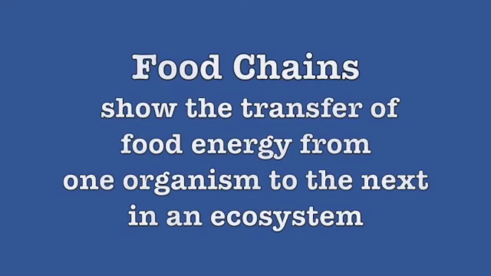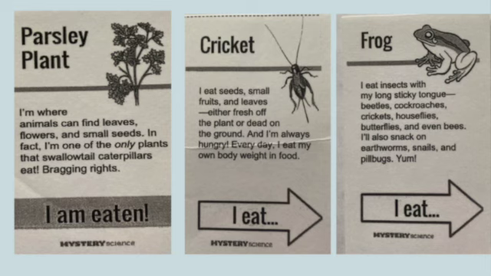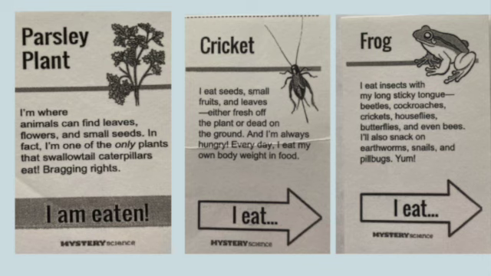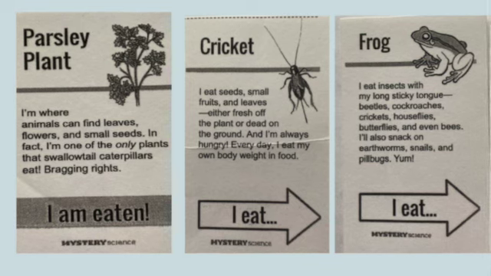Let's check out food webs. We've already discussed food chains. Those show the transfer of food energy from one organism to the next in an ecosystem. In this simple food chain, the parsley plant's energy goes to the cricket when the cricket eats the parsley plant, and then the cricket's energy goes to the frog when the frog eats the cricket.